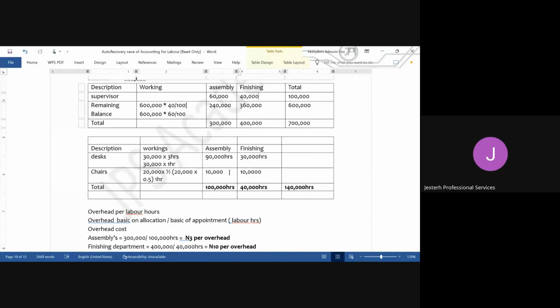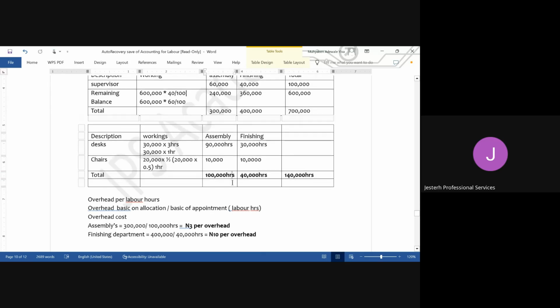Now the chair, we only have 1 hour, but this 1 hour is split into 2, 30 minutes, half of 1 hour, into each department. That is the reason why we were able to split these two. And then we determine the total hours that we are going to spend for each department: 100 hours for department A, which is for assembly, and 40 hours for department F, which is for the finishing department.